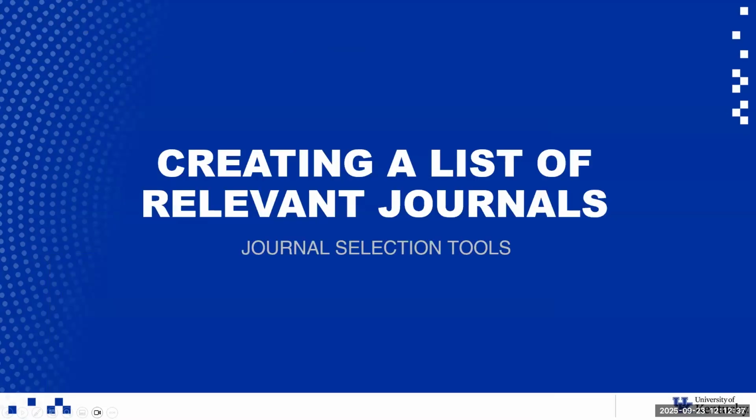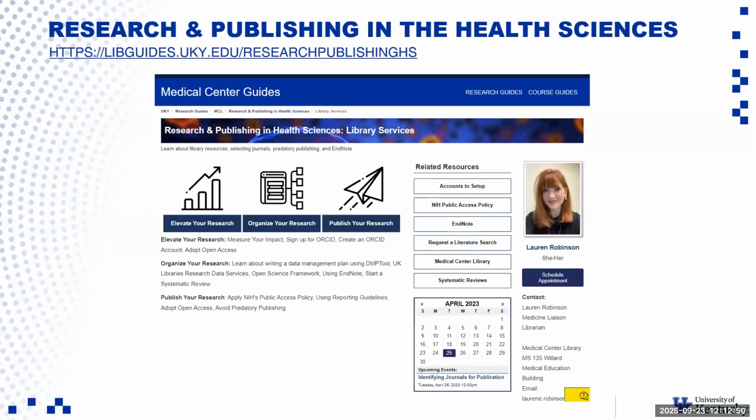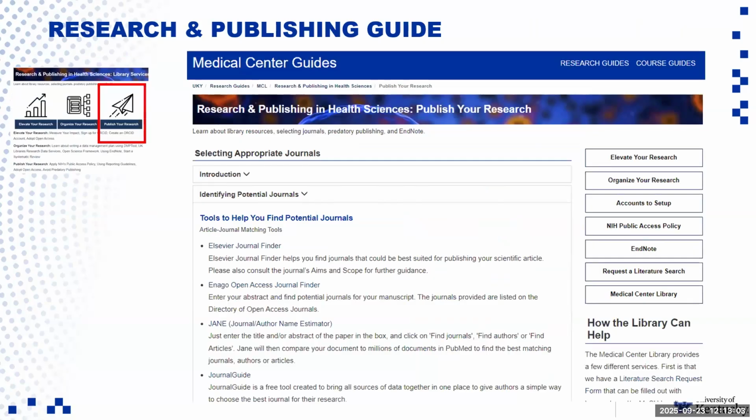So now we're going to go into another way to create a list of journals, which would be using some of the journal selection tools that are available. On our research and publishing in the health sciences guide, we do have some options available for you. And if you click on the selecting appropriate journals link, you'll find some tools that we're going to discuss in this next section.